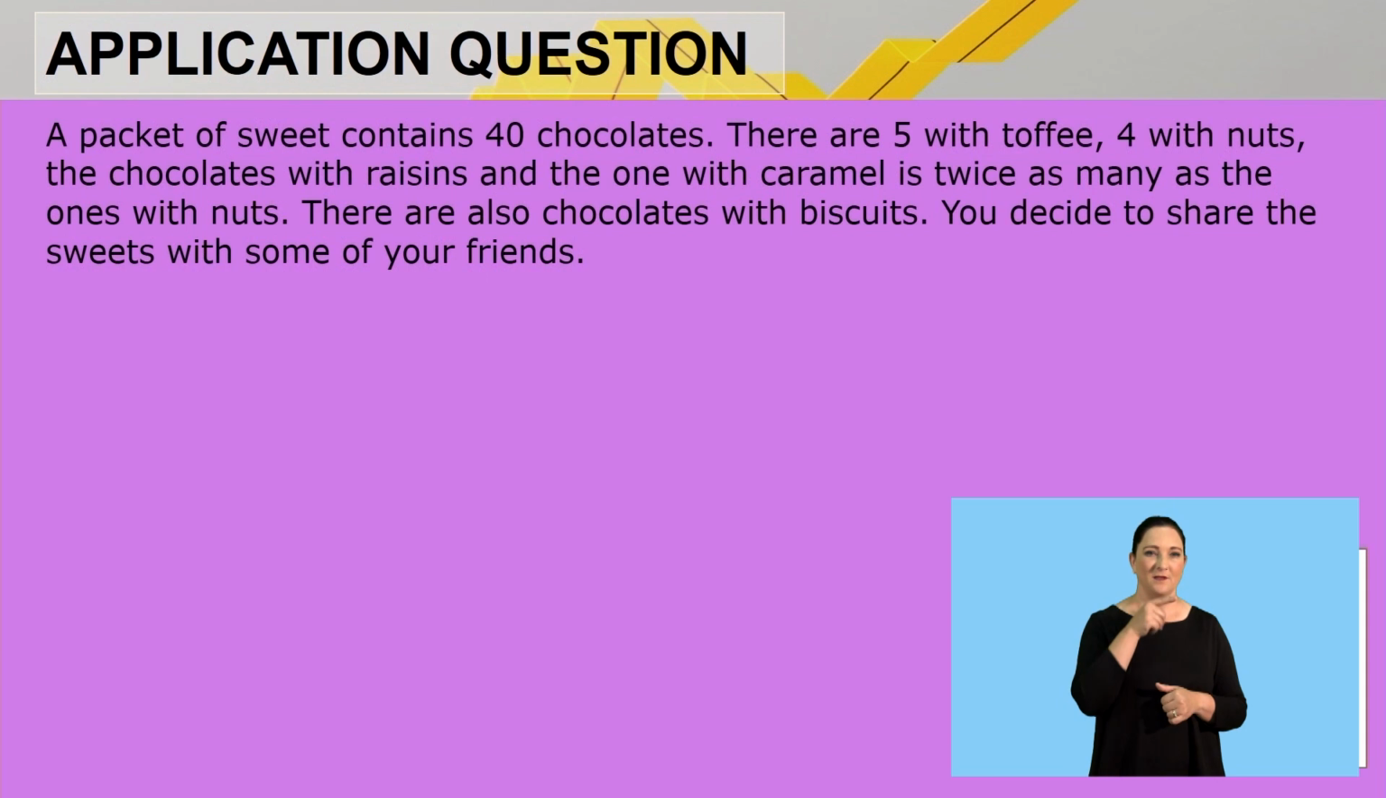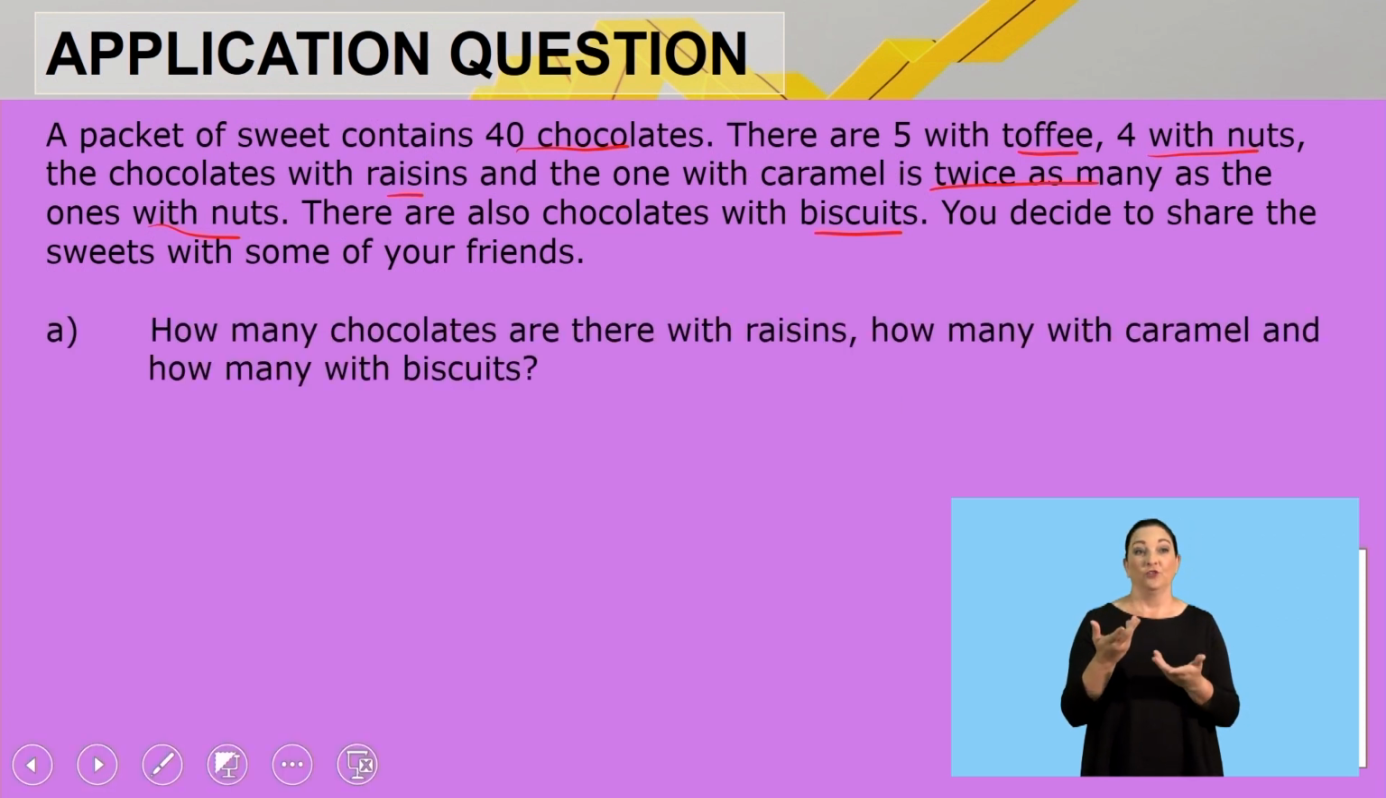So here in the next question, I'm saying a packet of sweets contains 40 chocolates, right? There are 5 with toffee, 4 with nuts, the chocolates with raisins, and the ones with caramel is twice as many as the ones with nuts. There are also chocolates with biscuit. You decide to share the sweets with some of your friends, right? So now let's look at the first question.